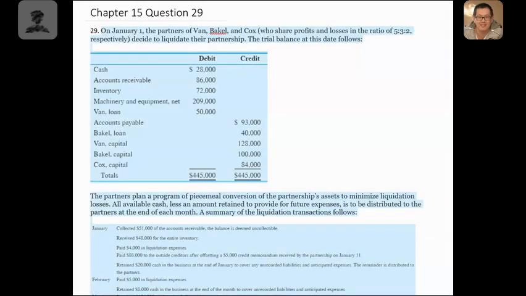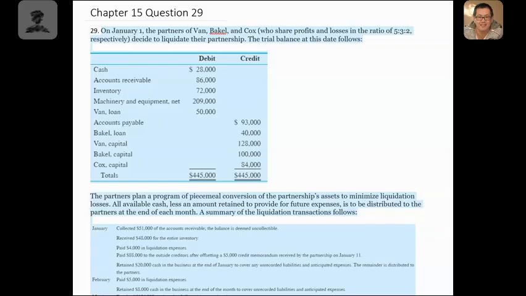Question 29. I'm going to use two videos to complete this question. On January 1st, the partners of Van, Bacon, and Cox, who share profit and losses in the ratio of 5:3:2, respectively, decide to liquidate their partnership. The trial balance at this date follows.